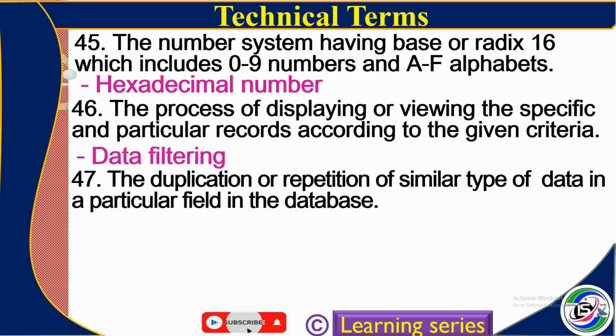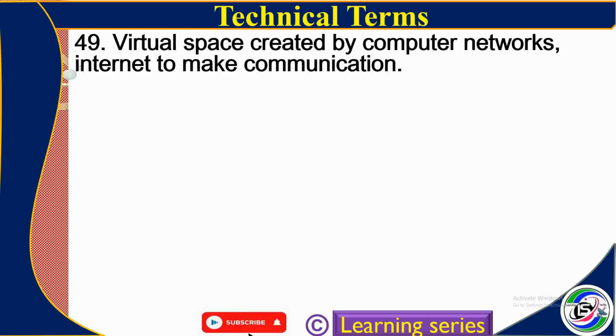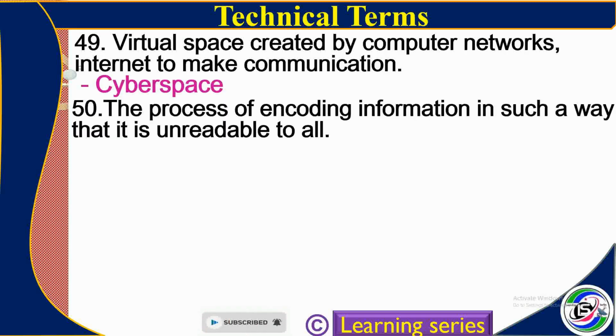47. The duplication or repetition of similar type of data in a particular field in the database. Data redundancy. 48. The process of arranging the records in a particular order, either ascending or descending. Data sorting. 49. Virtual space created by computer networks, internet to make communication. Cyberspace.